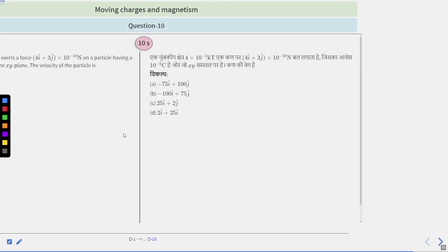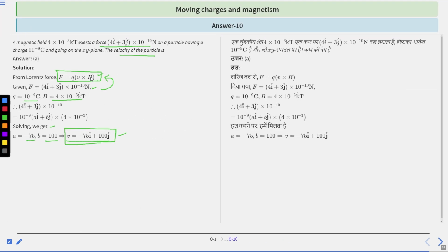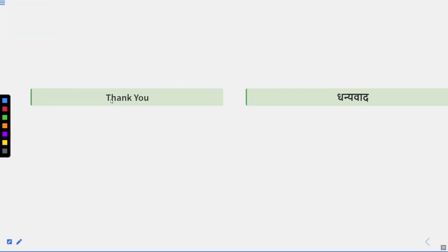So the correct answer is this one. V is equal to minus 75 I cap plus 100 J cap. So this is the velocity of the particle. Clear? And this is the method of solving this question. Clear? Thank you.